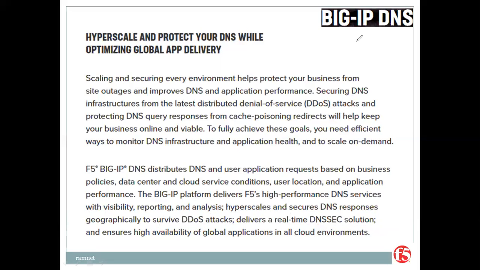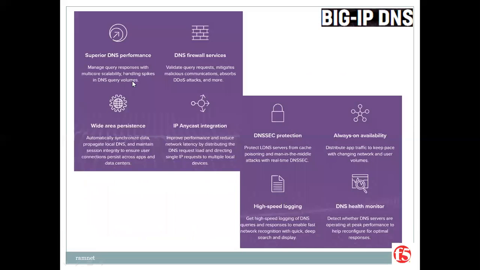So this is about the product information. Let us go to the next one. Superior DNS performance, DNS firewall services, wide area persistence, IP anycast integration, DNSSEC protection, very important, always on availability, high speed logging, DNS health monitor. Everything is available on the F5 DNS. So firewall services, we just saw that DNSSEC and other things are there. DNSSEC protection and firewall services, we can have it.